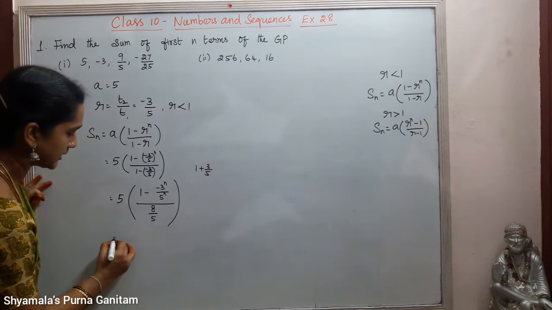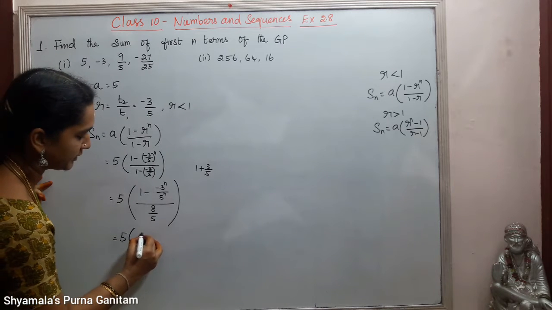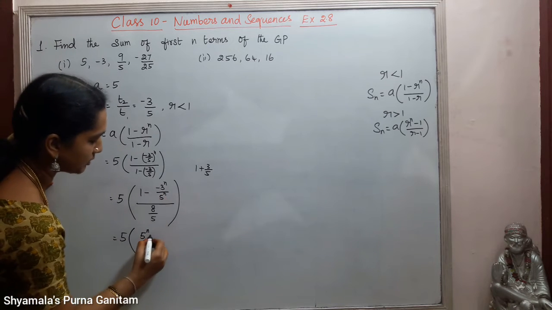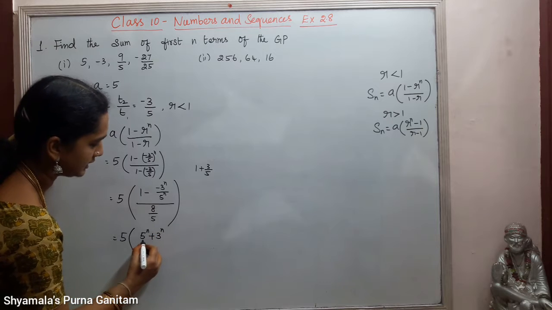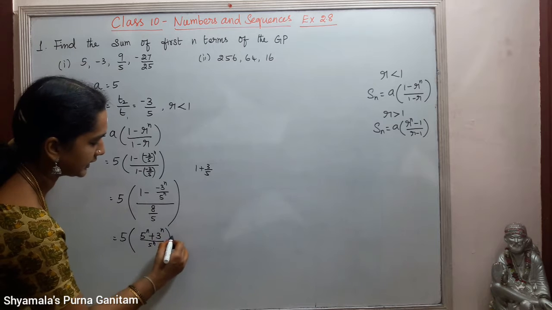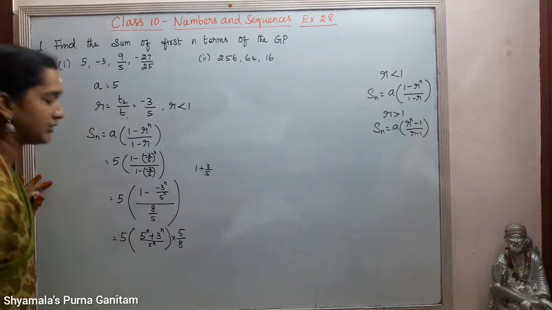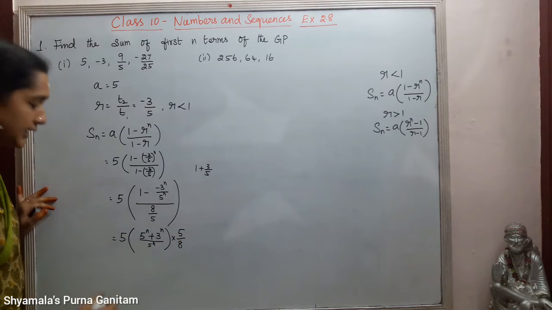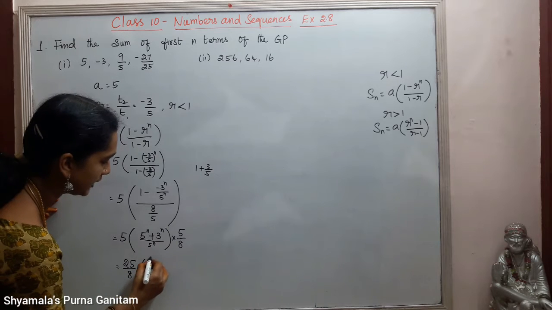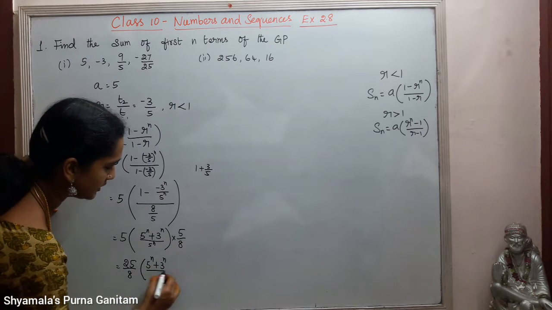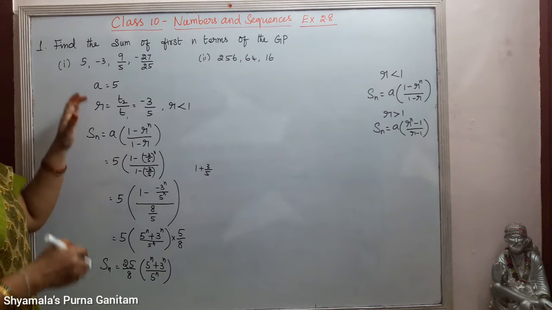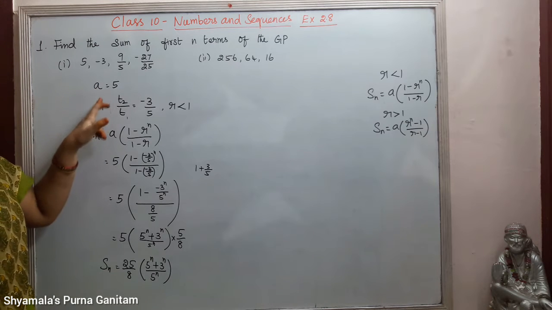Okay, so the next one is 5 into 5 power n. When we take the LCM for this, 5 power n is the LCM. So 5 power n, minus into minus is plus, plus 3 power n by 5 power n. This is for the numerator. And the denominator is 8 by 5, we will take the reciprocal, we will get 5 by 8. So we will get the answer as 25 by 8 into (5 power n plus 3 power n) by 5 power n. So this is the sum of the first n terms of the given GP with a and r.